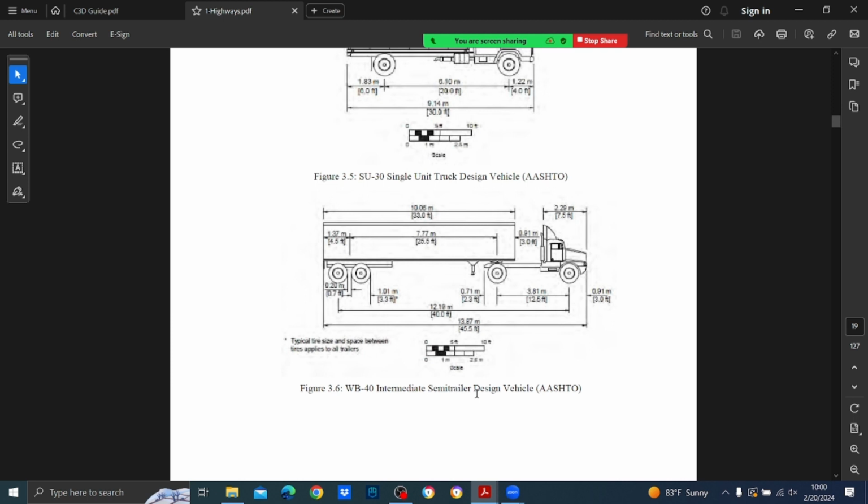Now some roads, especially in countries like America, use WB40 as their design vehicle. That means on their roads, these vehicles can travel without any problem. So what is the problem that you are getting? Just think, for a single unit truck, if your gradient is something like 4%, 5%, it doesn't go into crawl speed. What do you mean by crawl speed? It is traveling at a very small speed.